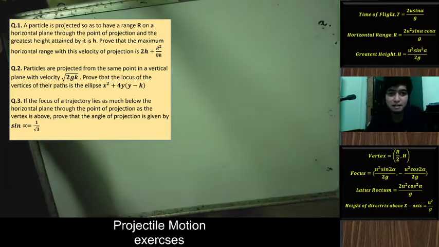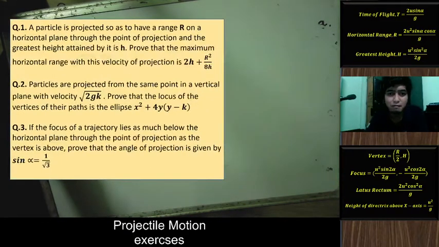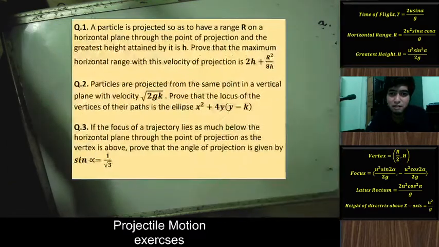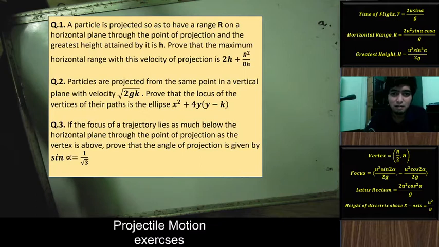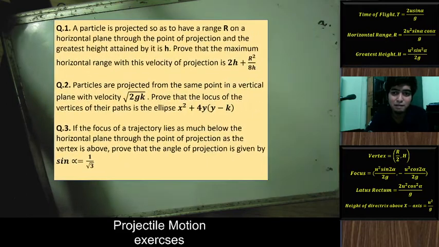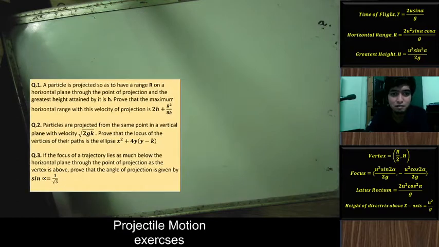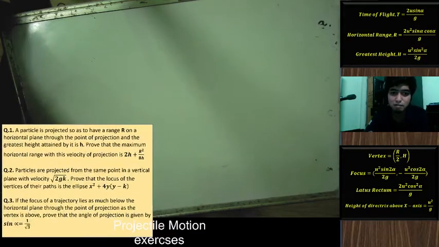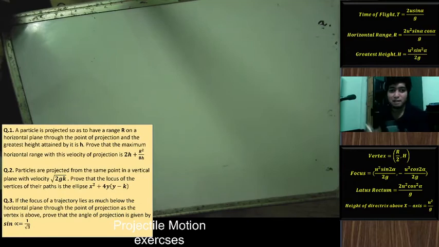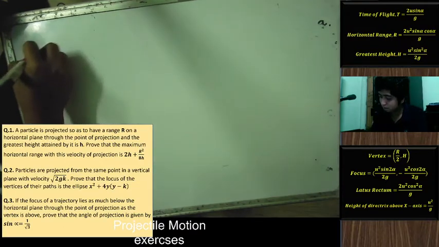Question number 2 says that particles are projected from the same point in a vertical plane with velocity root 2gk. Prove that the locus of the vertices of their paths is the ellipse x squared plus 4y, y minus k. So we are interested in the vertex. So we will be needing the formula below. Let us try to have an understanding of this question, question number 2.